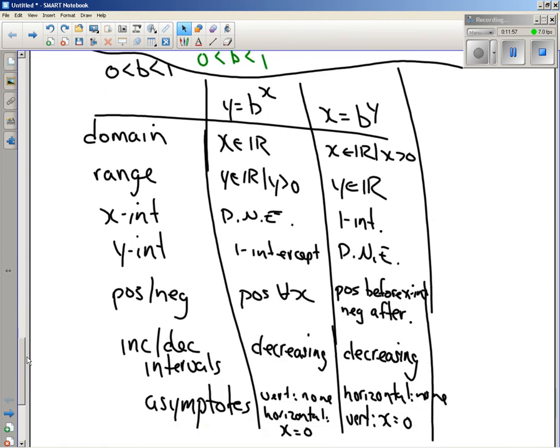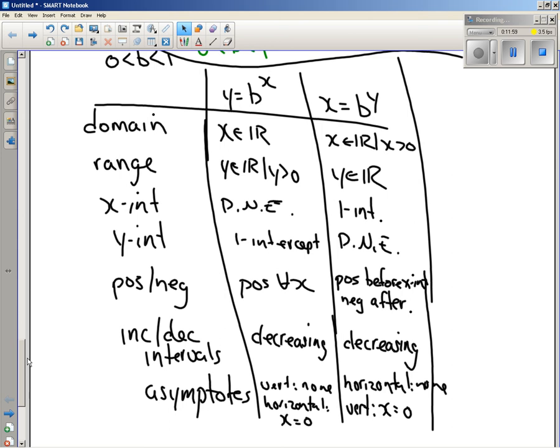Okay, so we have that graph right here. So we went through, and so far we've looked at the characteristics of exponentials. We've looked at how to identify whether it's an exponential, and the different properties those graphs are going to have.